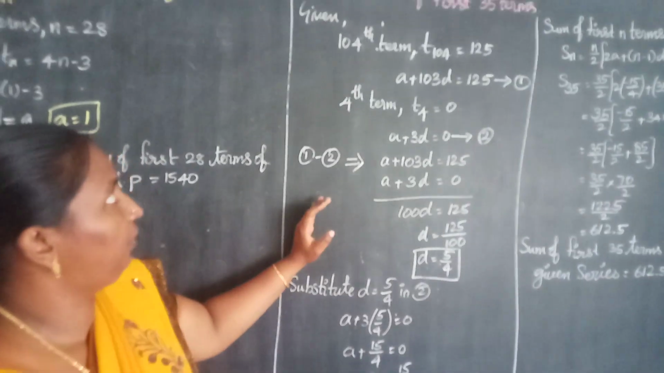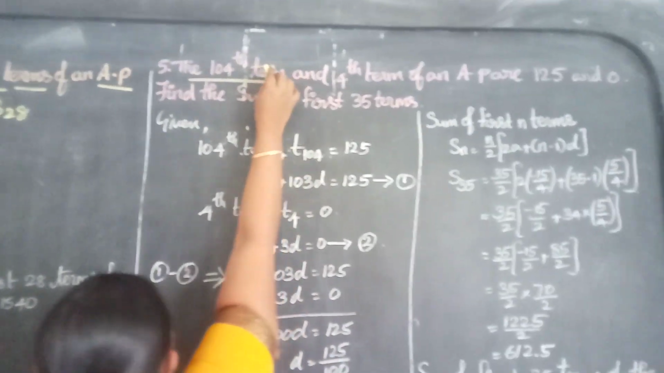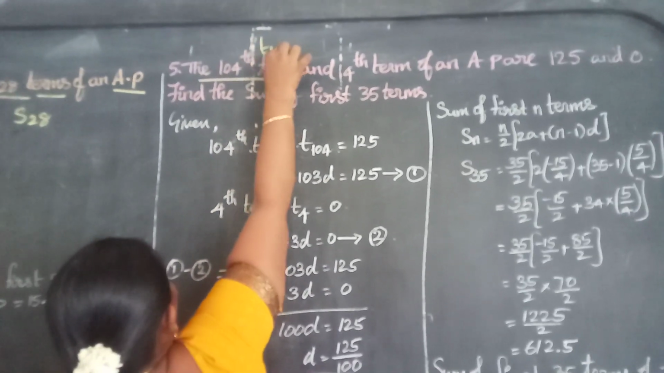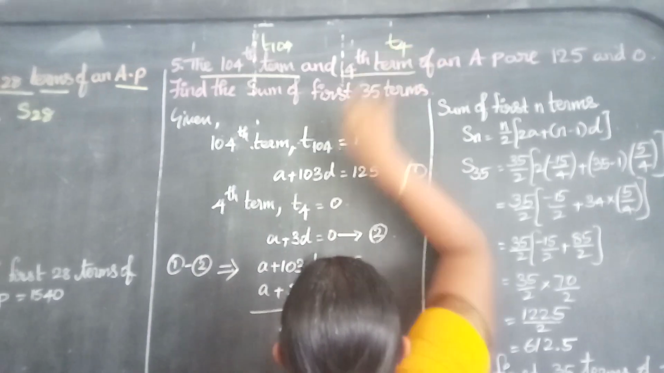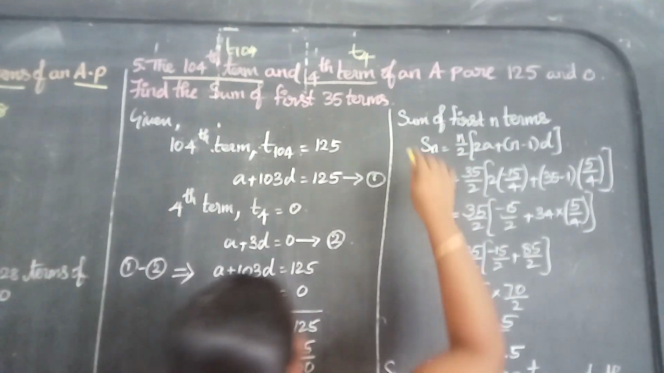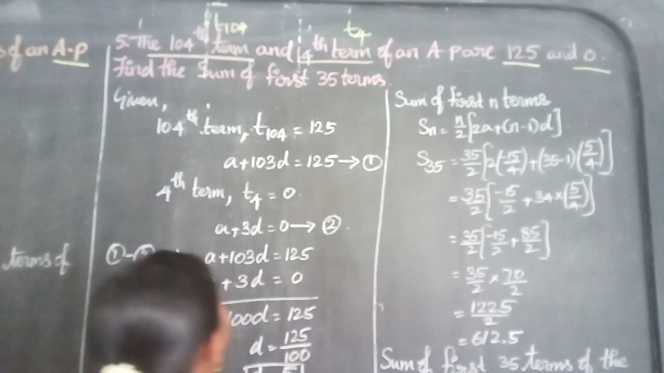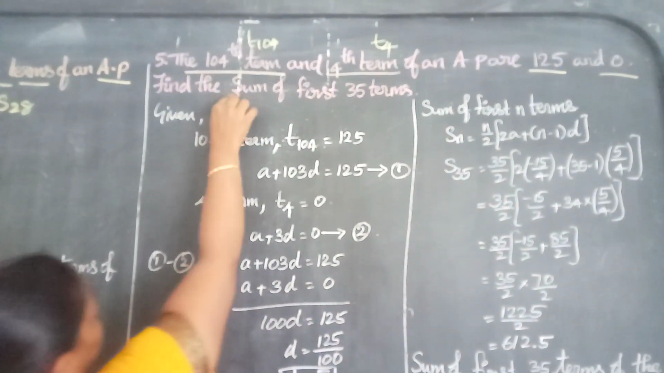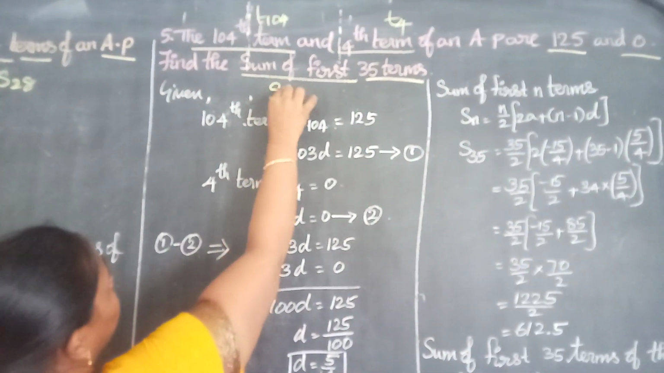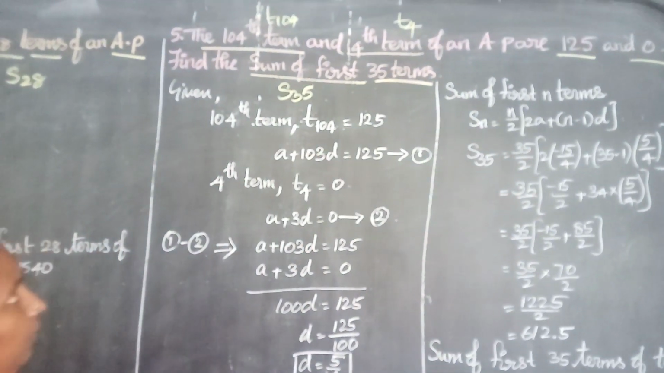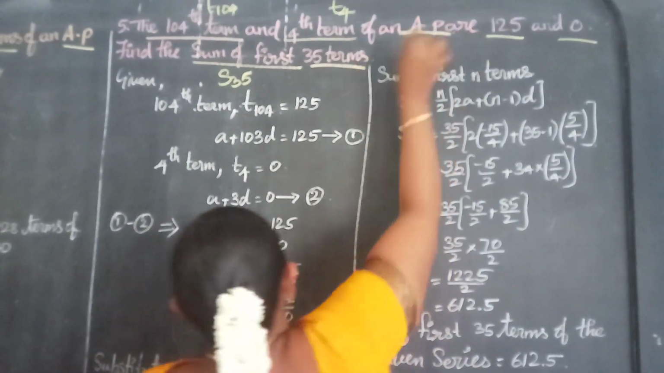Move on to the fifth one. The 104th term, so T104, already you know. And the fourth term, T4, of an AP they given. That is T104 is 125 and T4 is 0. What they asked to find? Sum of first 35 terms. Sum of first 35 terms. Now we are going to find S35. The series is in AP.